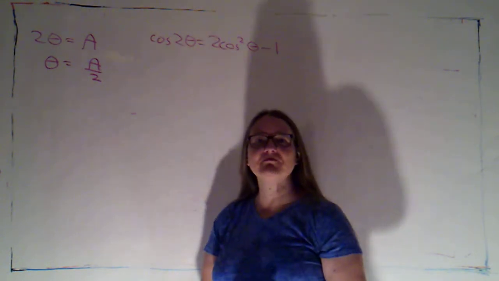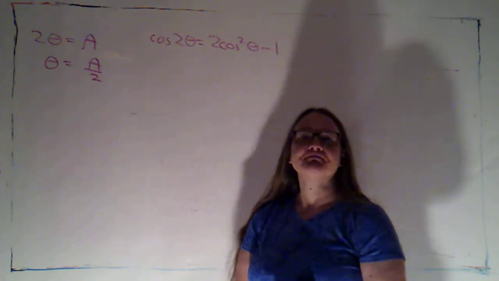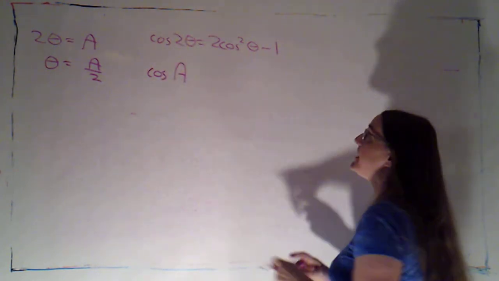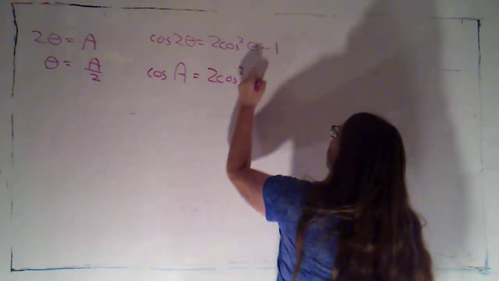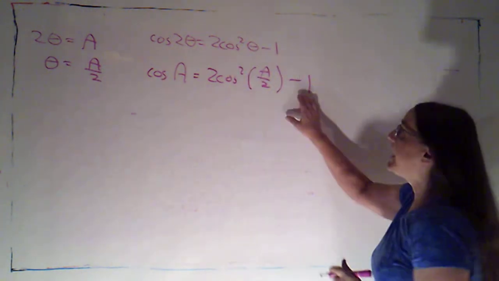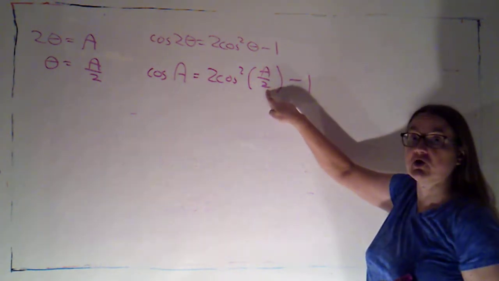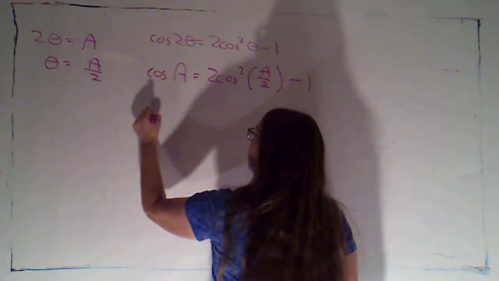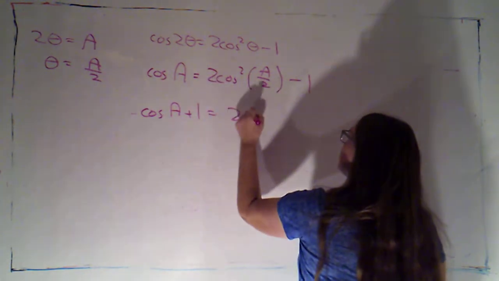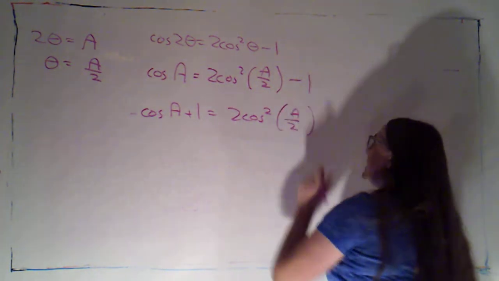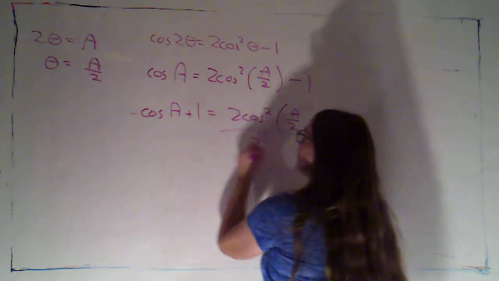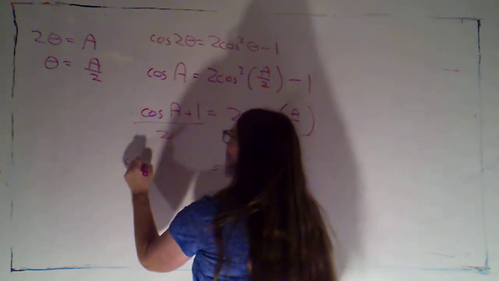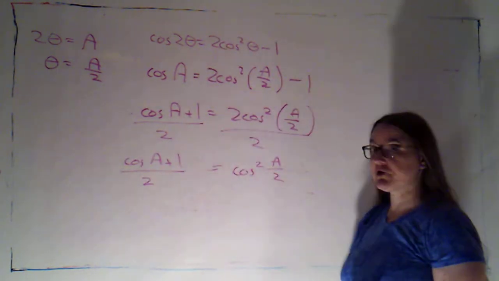So pause the video, try to do that, and then tune back in. Welcome back. Okay. So this becomes cosine of A. I replace 2 theta with A, and that's 2 cosine squared A over 2 minus 1. So theta becomes A over 2. Now I want to solve for cosine of A over 2. The first thing I'm going to do is add over the 1. So cosine of A plus 1 is equal to 2 cosine squared A over 2. Then I can divide both sides by 2. So cosine squared A over 2 is cosine of A plus 1 all over 2.